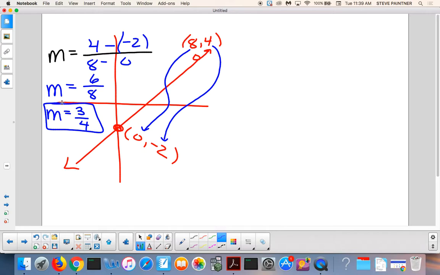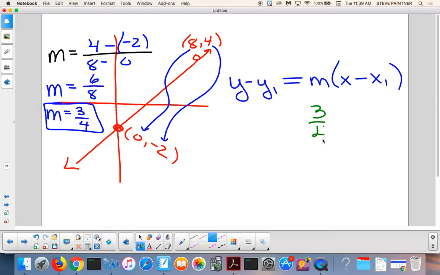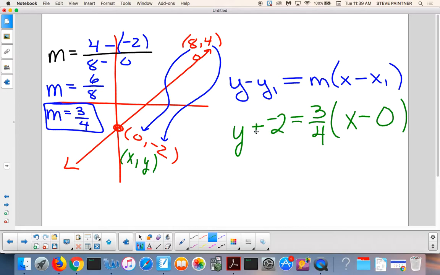Okay, so now you go over here and you go, I'm going to drop it into this new form called point slope. In for m goes what? 3/4. Now, do you want to use the 8, 4, or would you like to use the 0, -2? 0, -2. Why? Because you can just cross one out because it's 0. 0 is so easy. Pick the 0, -2. Is 0 x or y? That's x. That's y. So 0 goes here, -2 goes here.